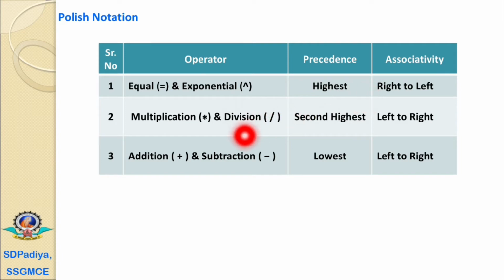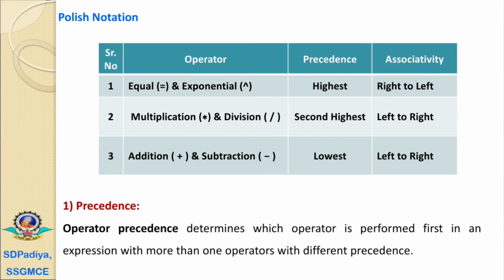Second, it is a group of multiplication and division operations having the second highest precedence, that is priority, and the associativity is left to right. Third is a group of addition and subtraction operations having the lowest precedence among these, and the associativity is left to right. The operator precedence determines which operator is performed first in an expression with one or more operators with different precedence.